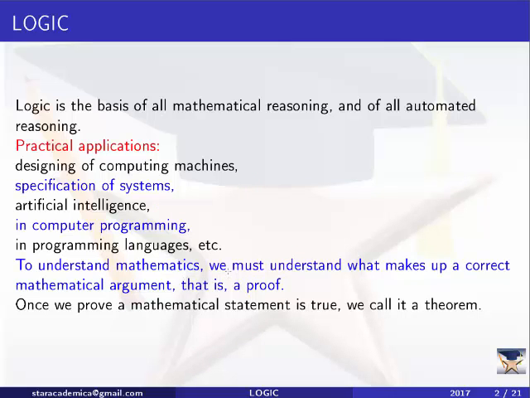To understand mathematics, we must understand what makes up a correct mathematical argument, which is called a proof in mathematics. So if you are going to claim something, we have to have a proof. We need to prove it and make sure that everybody understands that proof. Once we prove a mathematical statement, it's true, we call this a theorem. So if a statement in mathematics is true, that's called a theorem.